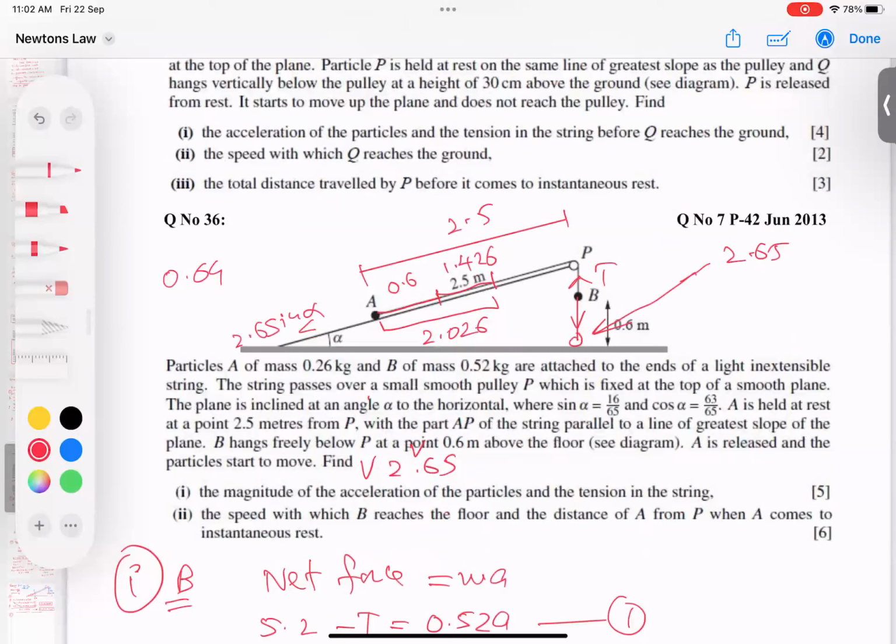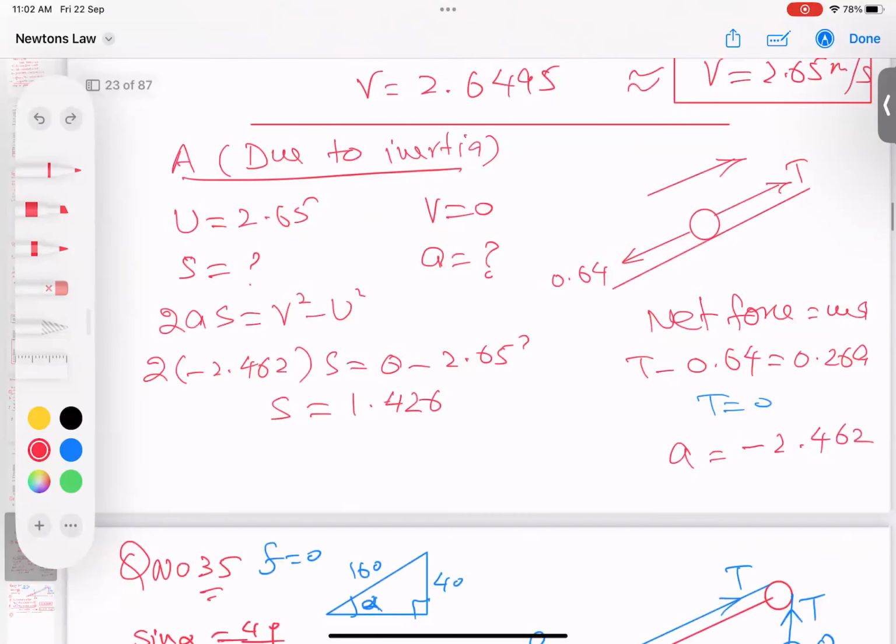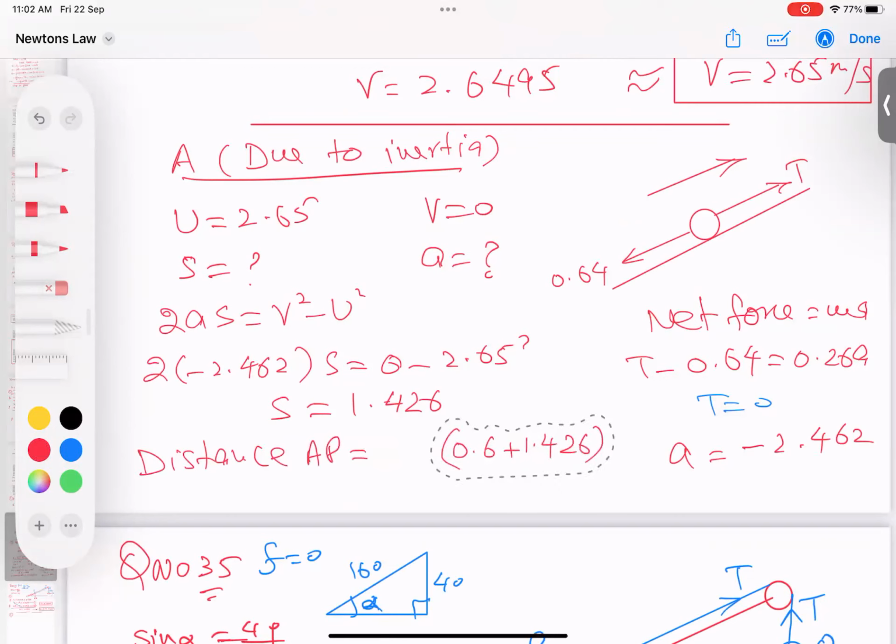But what is the question he's asking? He's asking to find the distance of A from P. So this is my target. Some students think that adding them is the answer. No, students. From 2.5 we have to subtract this. So the distance AP is 0.6 plus 1.426, and this answer I have to subtract from the first distance, 2.5.